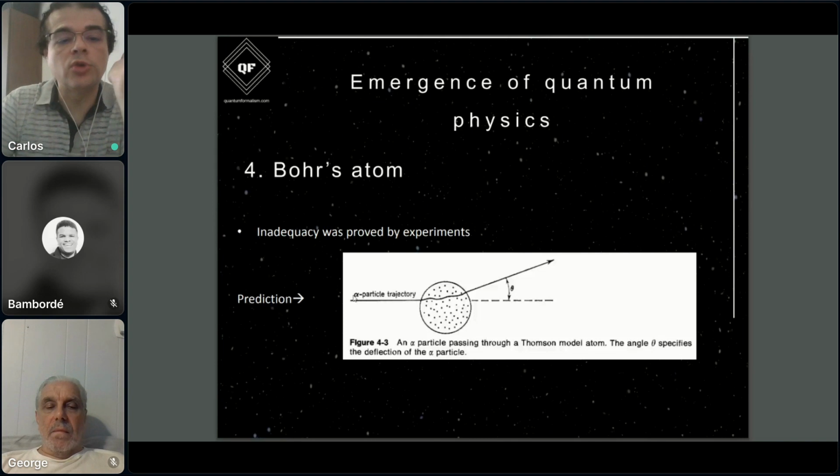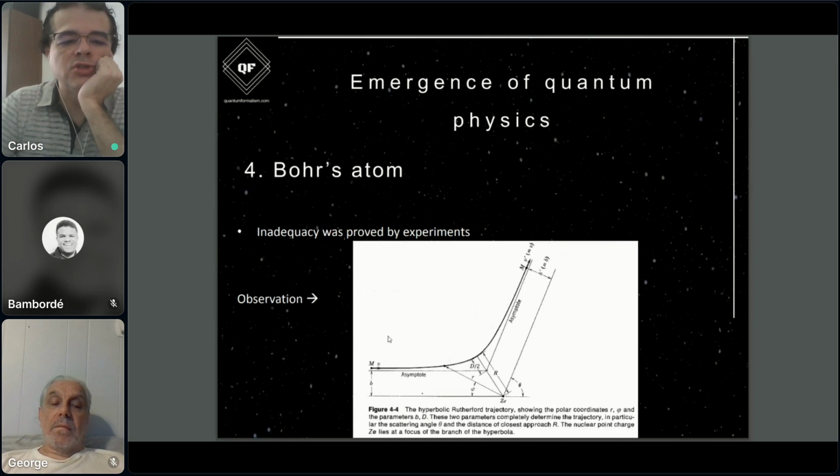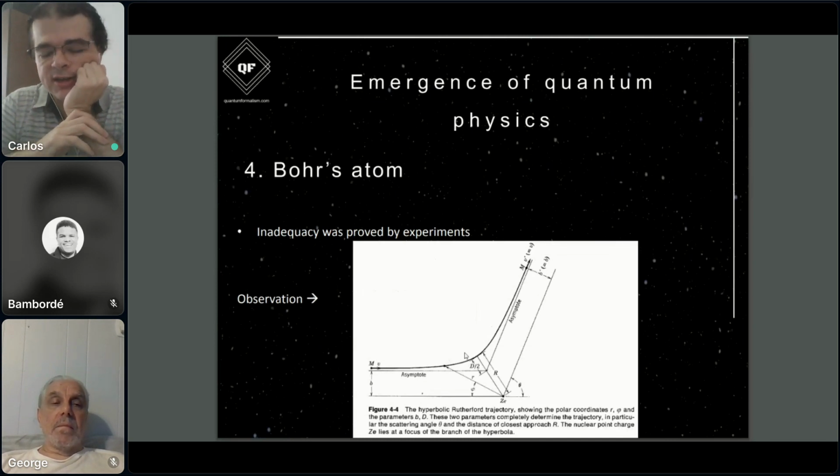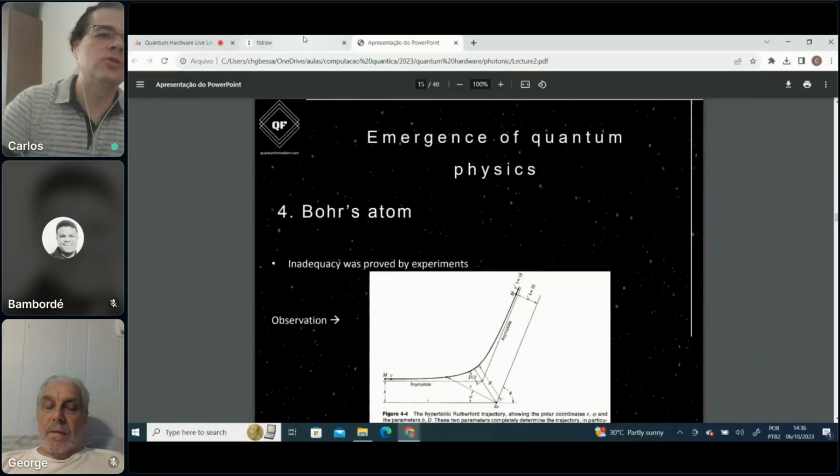In other words, it's a particle with positive charge. If you send it, it was expected that this particle would bounce inside the atom, if it has this structure. But this was the prediction from the theory. The observation is that most of the time you send these alpha particles inside the atom, it seems that nothing happened unless you pass through some region. Let me show you.